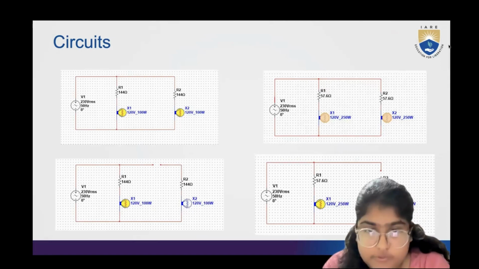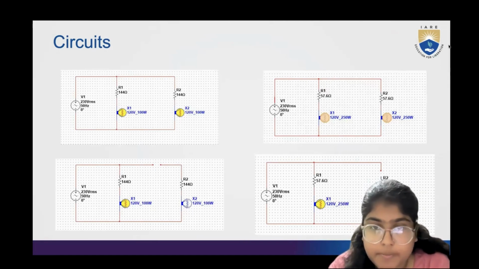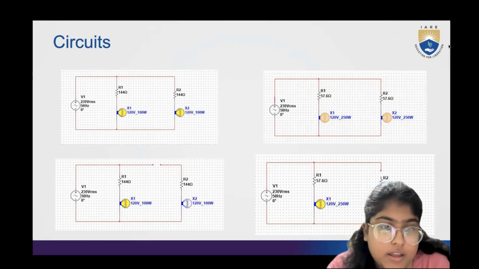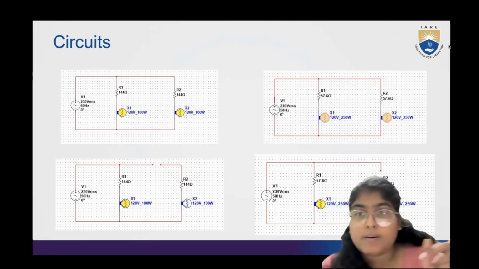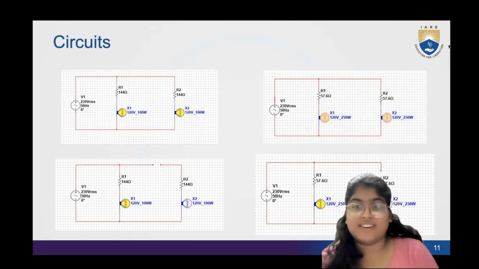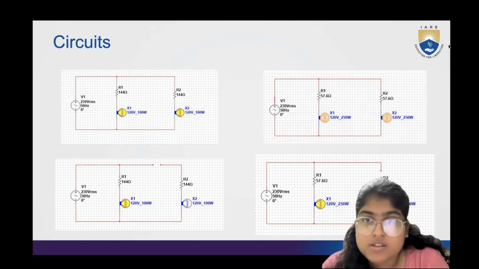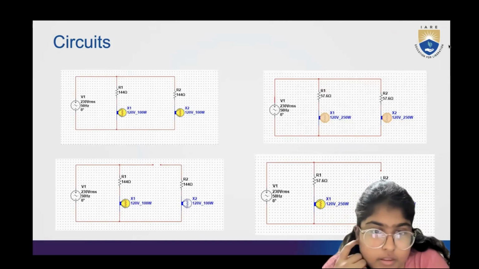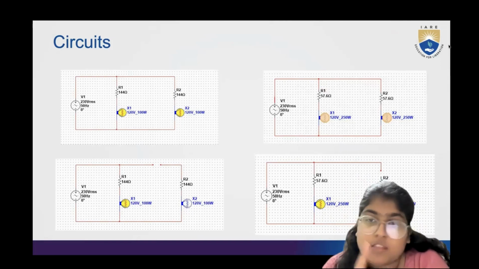Next, when one bulb fails. In this scenario, when one bulb failed, the other continued to function independently. For example, if the 100-watt bulb is on the left side, bottom corner, and it is disabled, the other 100-watt bulb kept glowing.